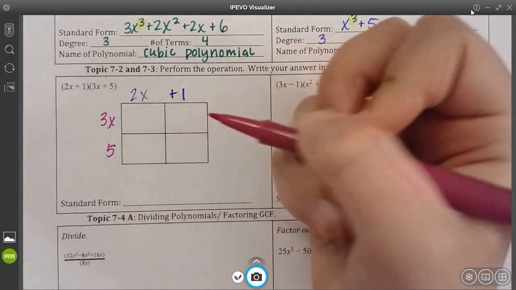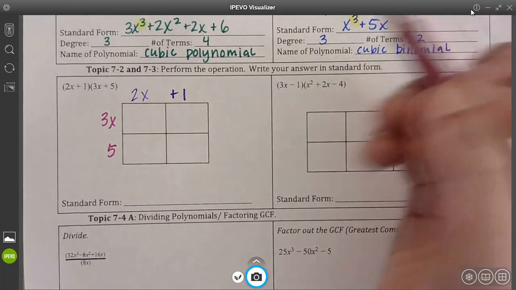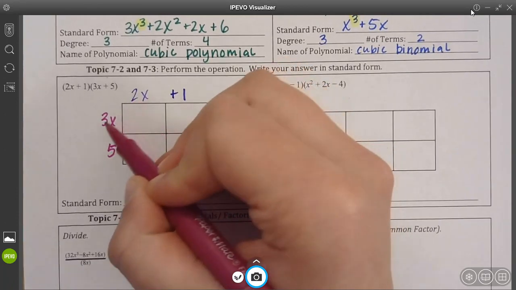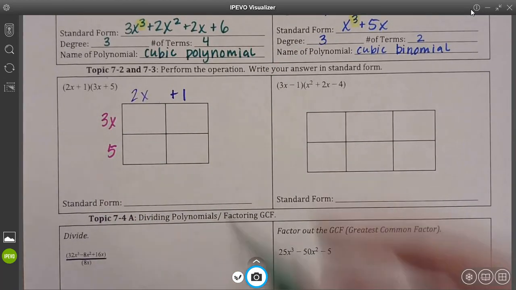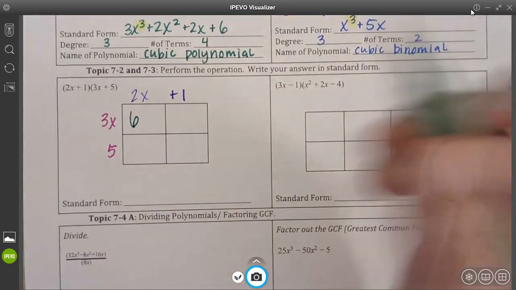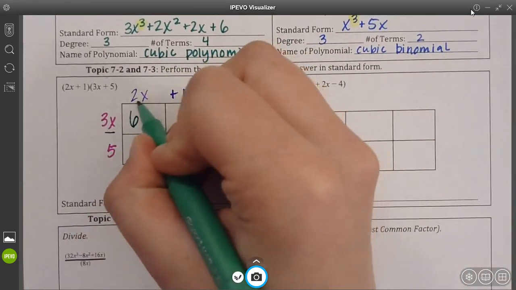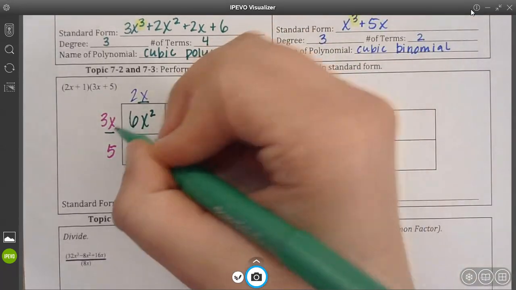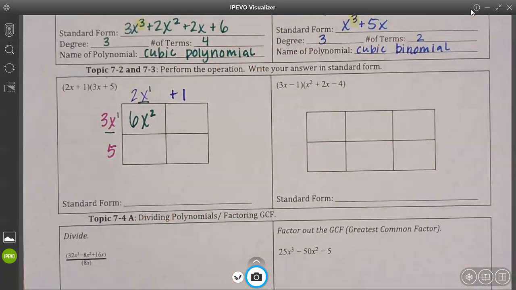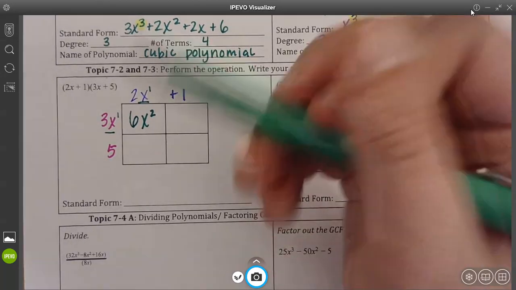So we have to remember what it means when we're multiplying 2 terms together. We take their coefficients and we multiply them. 3 times 2 is 6. And this is the tricky part to remember. x times x is x squared. So remember, we add their exponents together. So that's going to be my first box.